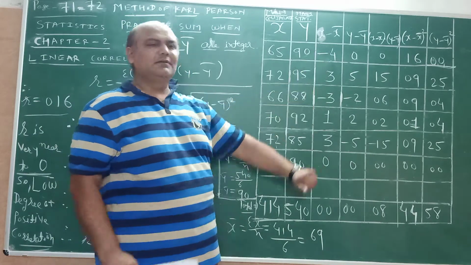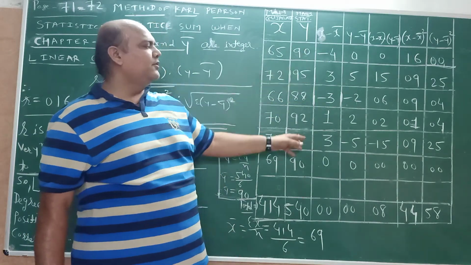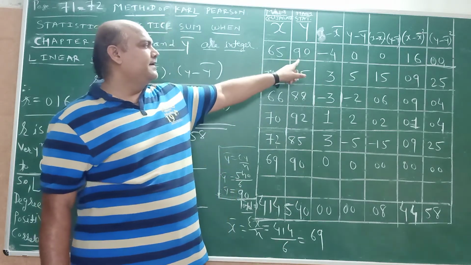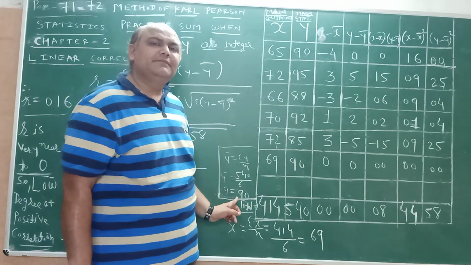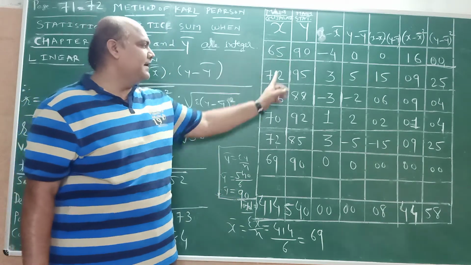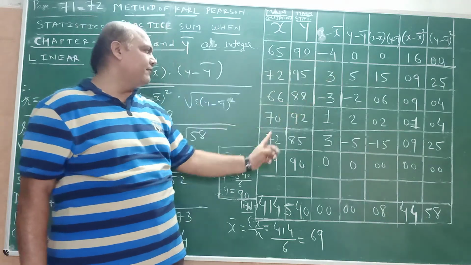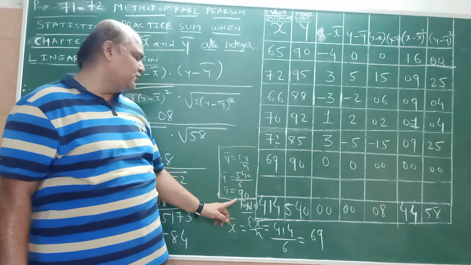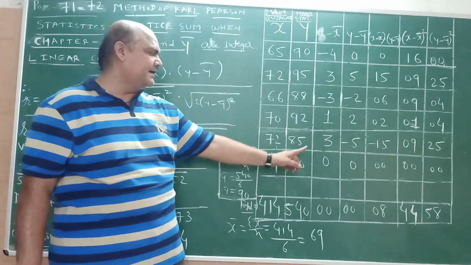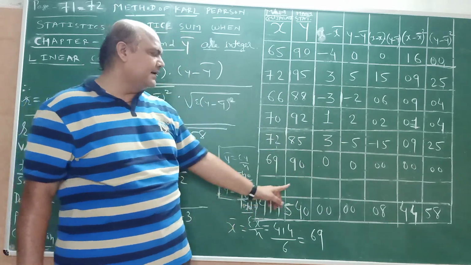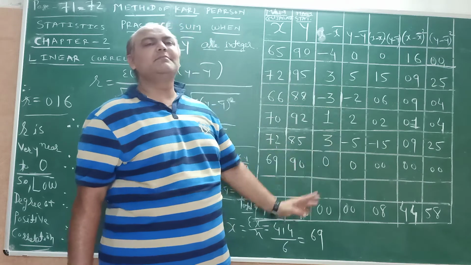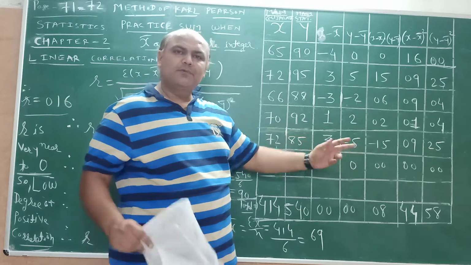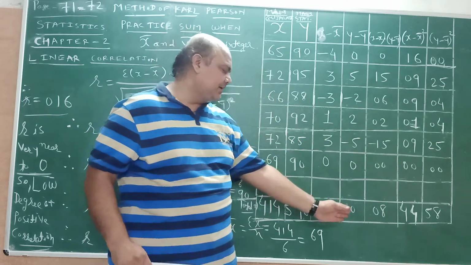Now y minus y bar, same way, from all the values, all the digits of y, we have to deduct y bar. Let's see, 90 minus 90, y bar is 90. 90 minus 90, it is 0. 95 minus 90, it is 5. 88 minus 90, minus 2. 92 minus 92. 85 minus 90, that is minus 5. 90 minus 90, again 0. Total of all the plus and minus is 0 always. 5 plus 2, 7. Minus 2 minus 5, minus 7. Minus 7 plus 7, it is 0.